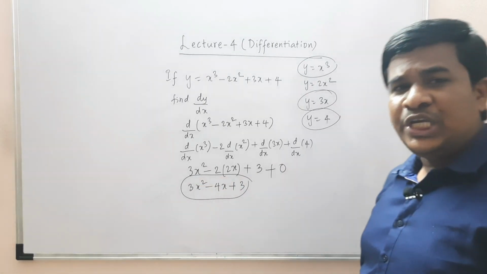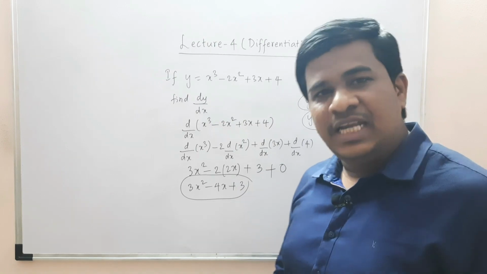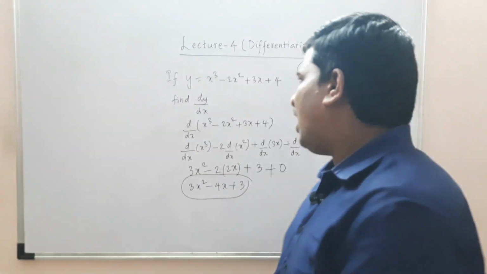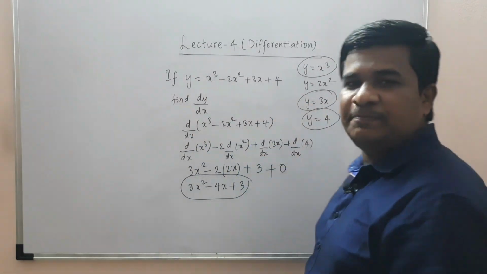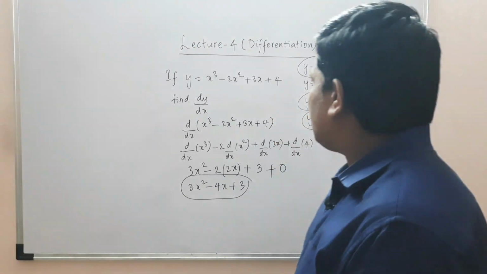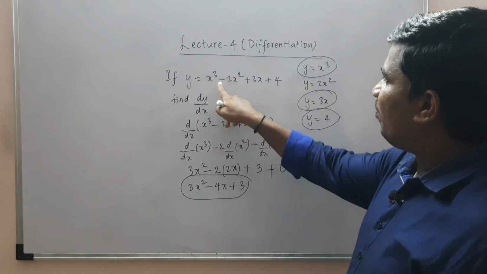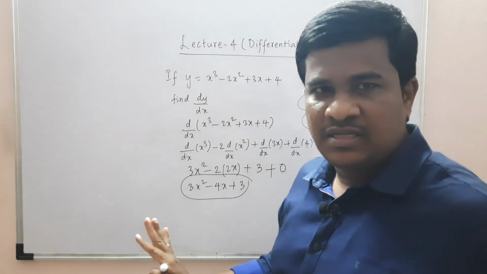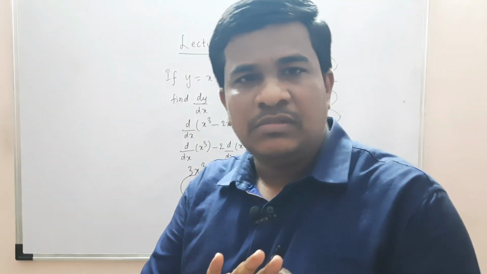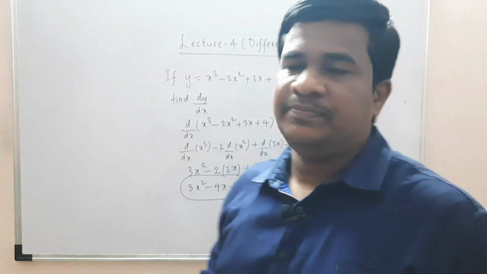This is how you have to find dy by dx when you have y equal to something like this. So if you have plus signs, you have to proceed with plus. If you have minus signs, you have to proceed with minus. No other alterations are made.